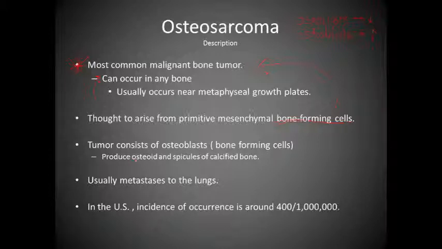In the United States, the incidence of occurrence is around 400 per 1 million. So even though it's the most common malignant bone tumor, it's still got kind of poor odds here. So as we can see, this is still a very slim chance per 1 million people. So not everyone is going to be affected by osteosarcoma.